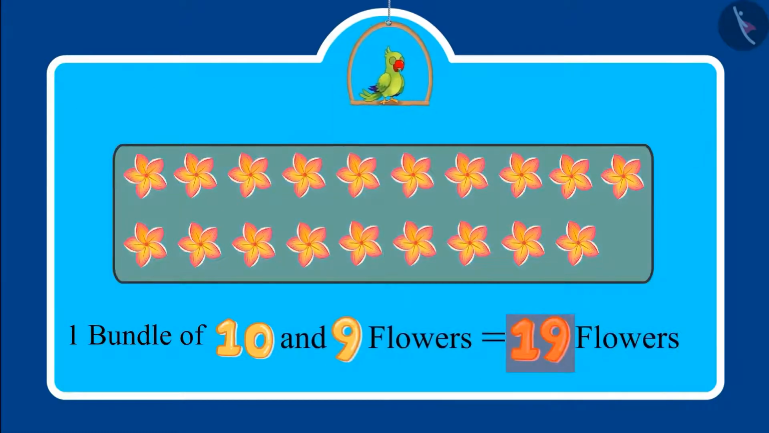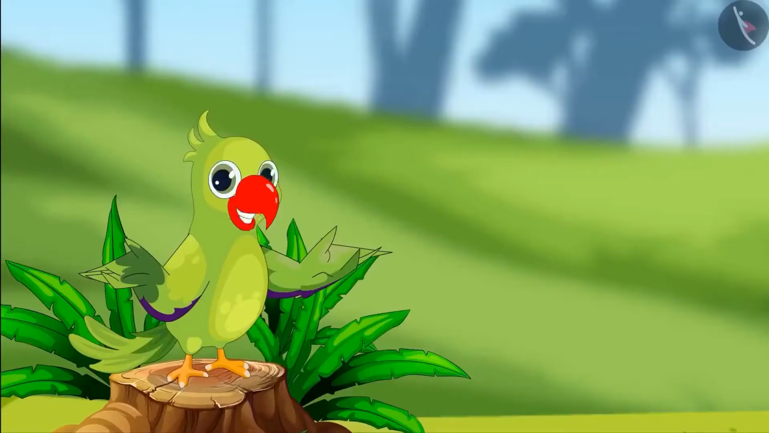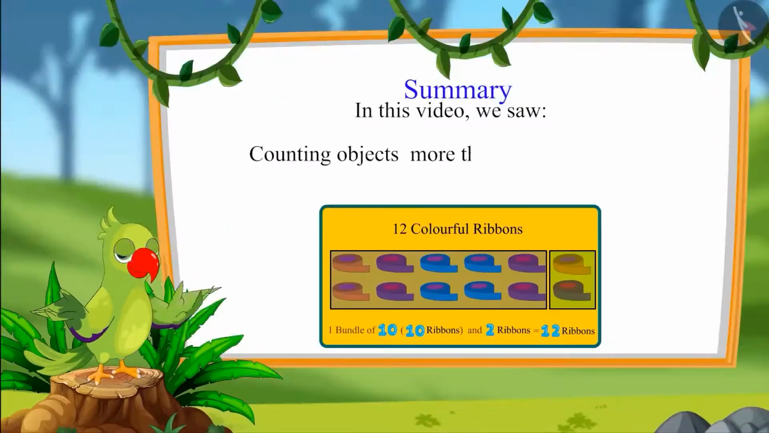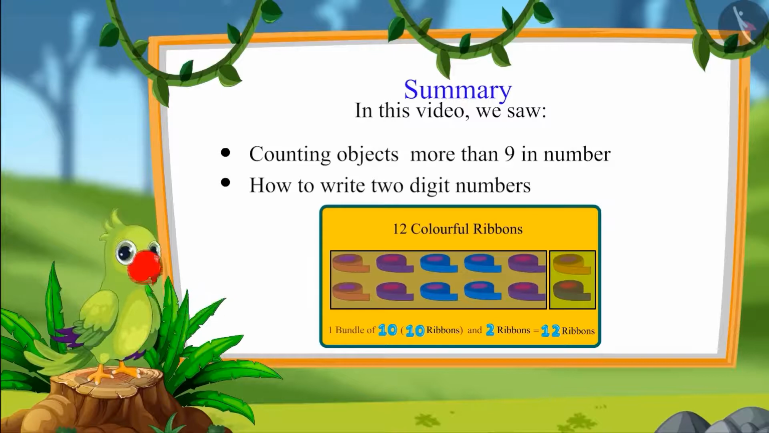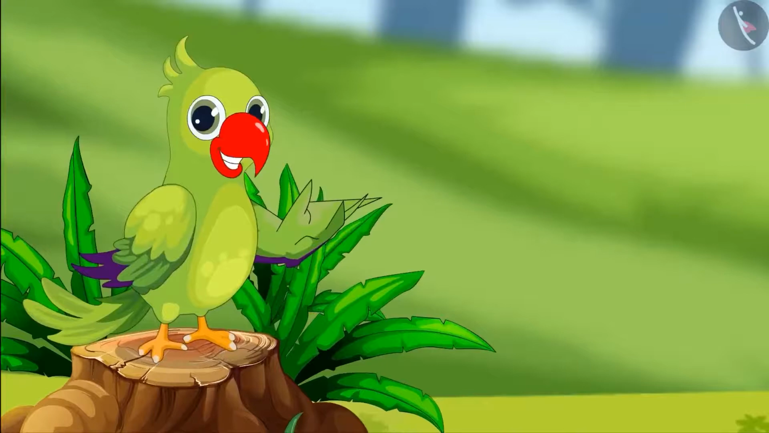Very good, children. That was all for today. In this video, we saw some more examples and common mistakes while counting objects that are more than 9 in number, and also saw how to write 2-digit numbers. I hope you have understood this topic very well.